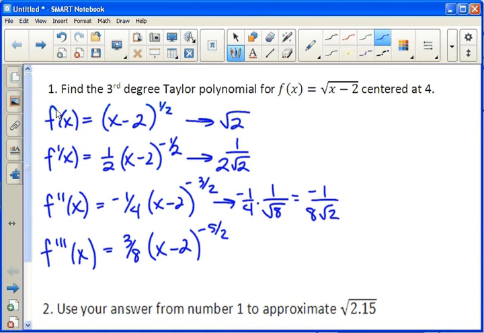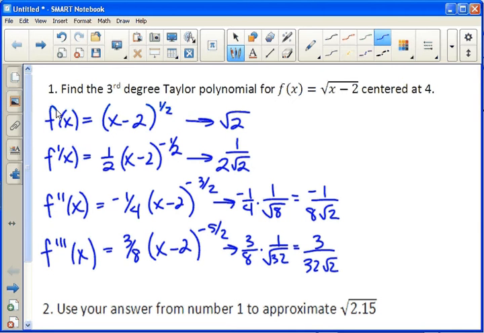And then the last one will be 3/8 times 1 over the square root of 32. And the reason I'm getting this is 4 minus 2 is 2, and then the negative sends the exponent to the bottom, and then 2 to the 5th is 32, and then the square root is that 1/2 part. So let's see, I believe that will give us 3 over 32 square root of 2.